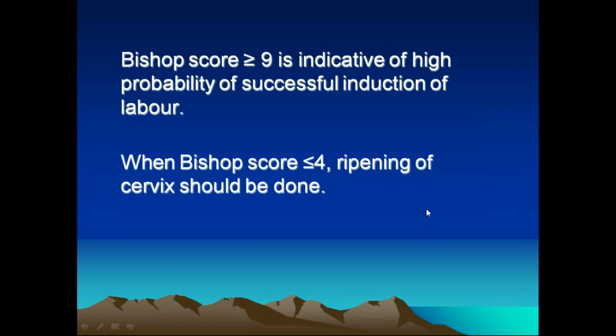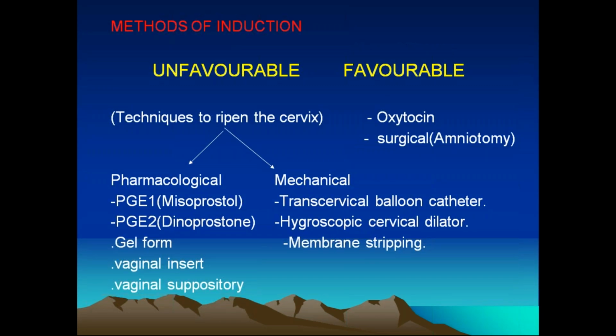If the Bishop score is more than 9, it is an indicator of a high probability of successful induction of labor. And if it is less than 4, that is, effacement is not there, dilatation is not there, and the position scores are low, then we'll go with ripening of the cervix. Coming to the methods of induction of labor, the method depends upon the favorability of the cervix. If there are unfavorable factors, then we'll ripen the cervix. If the cervix is favorable, then we'll go with oxytocin or surgical amniotomy. In unfavorable conditions, we have to ripen the cervix.